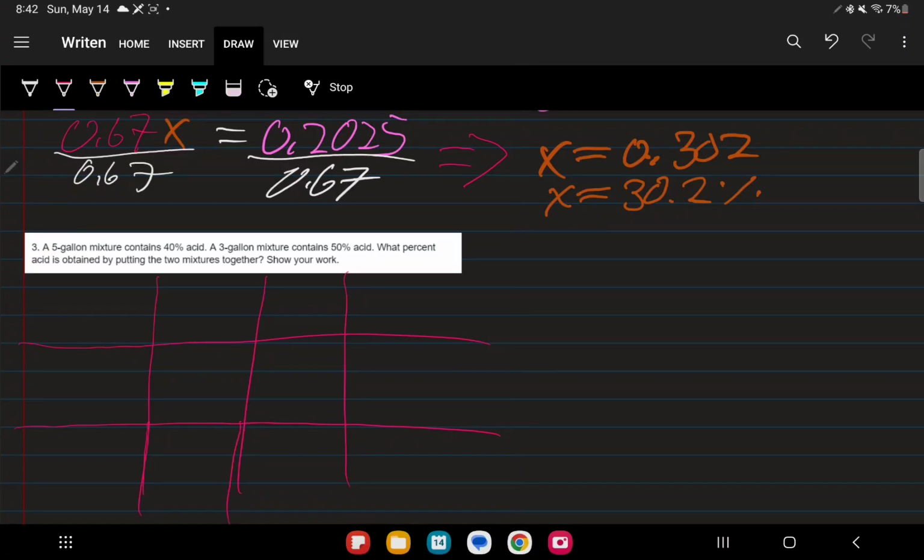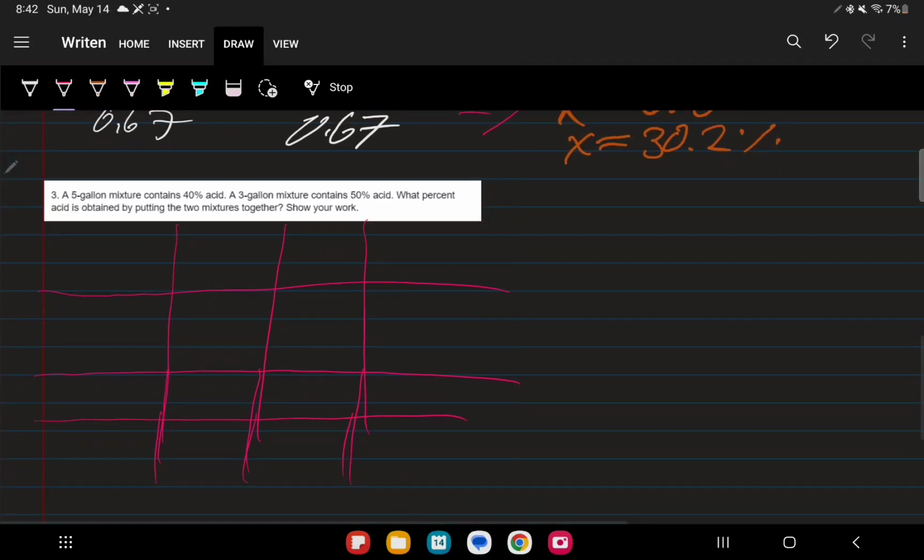I'm going to set up my table. There we go. So, 1, 2, total. Solution, acid, percent. We're going to add these two mixtures together. So I have a 5-gallon mixture with 40% acid. And I have a 3-gallon mixture with 50% acid. I want to add them together to get a total. 5 plus 3 is 8. So remember, going left to right, we can add, but I can't do that for my percentages.